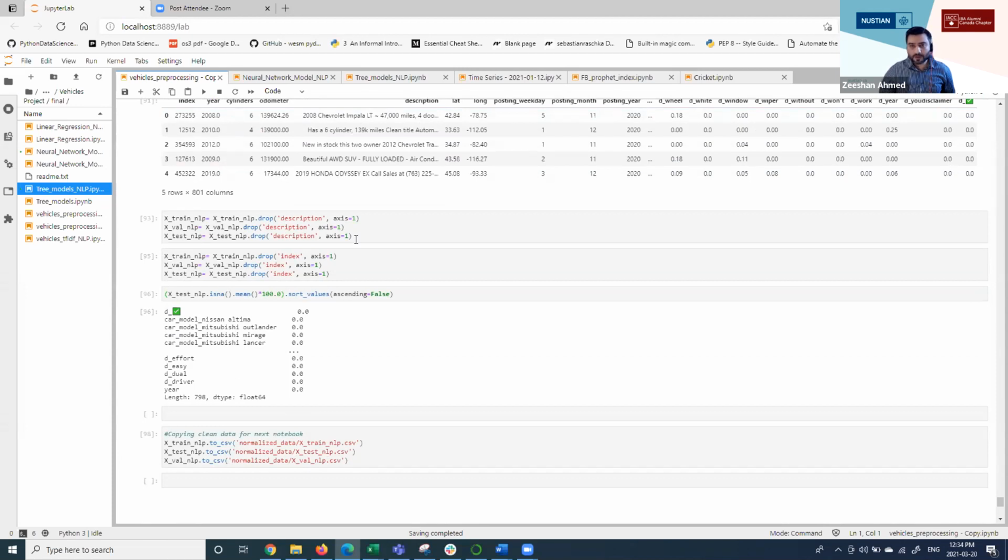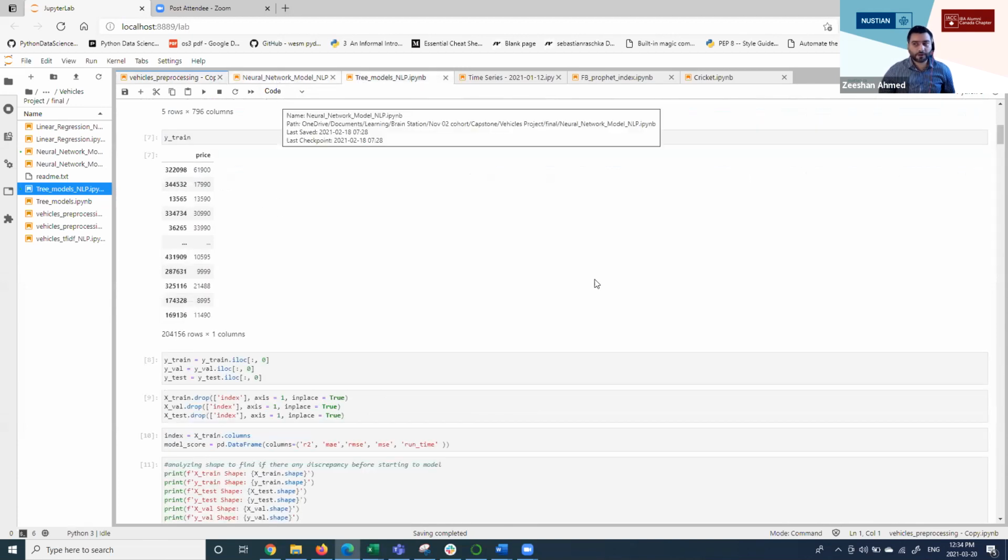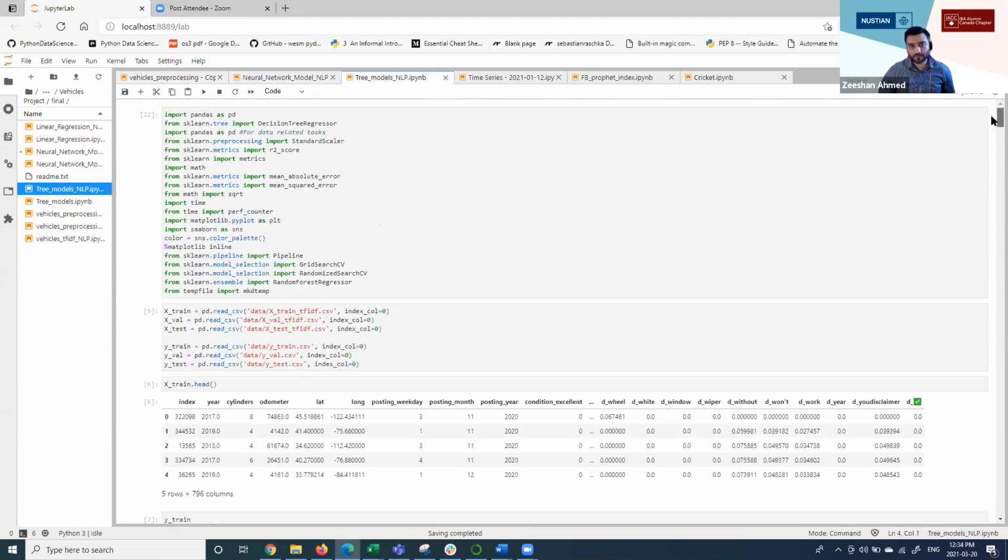Next, I'll be moving, and I have only a minute, but I'll take a few more. I'll be moving to my tree models, and I'll skip neural networks at this time because it would be over time. If that's okay with, sorry, I'll check the chat.